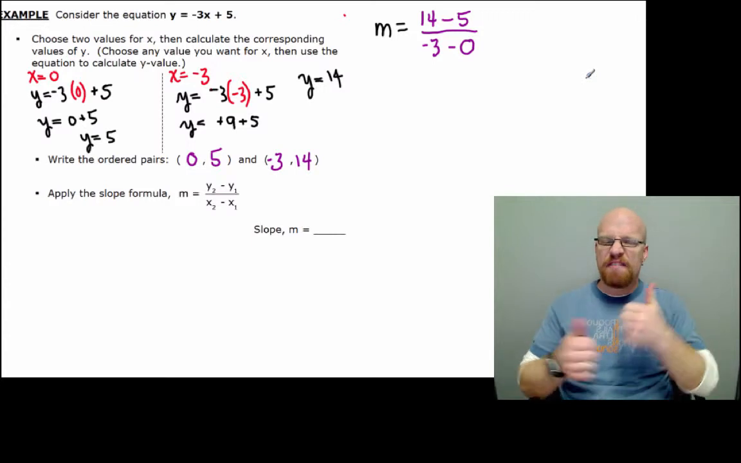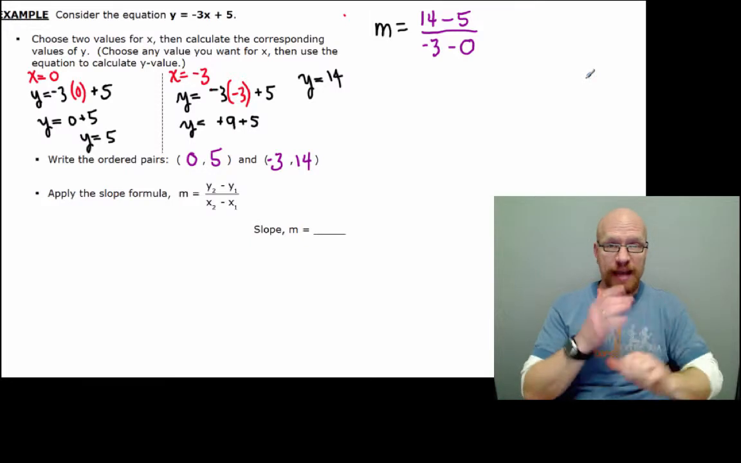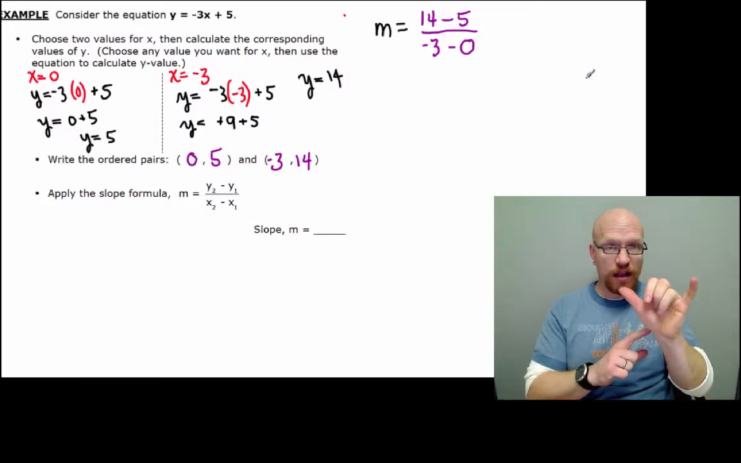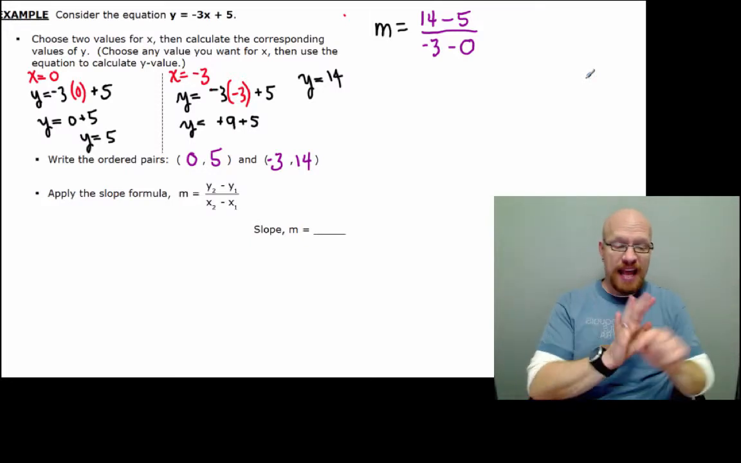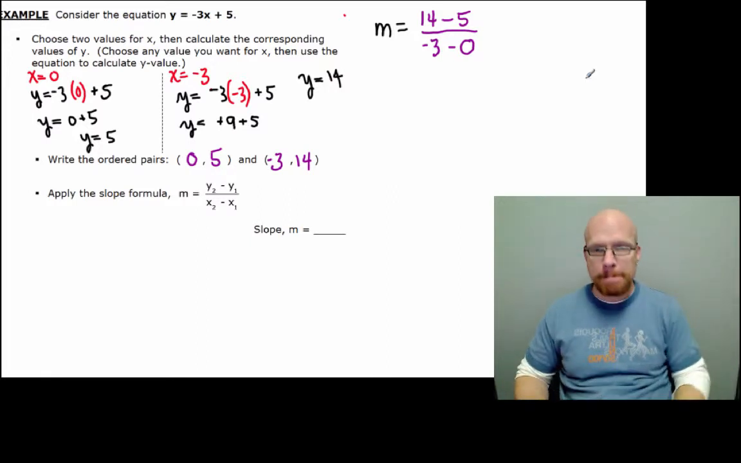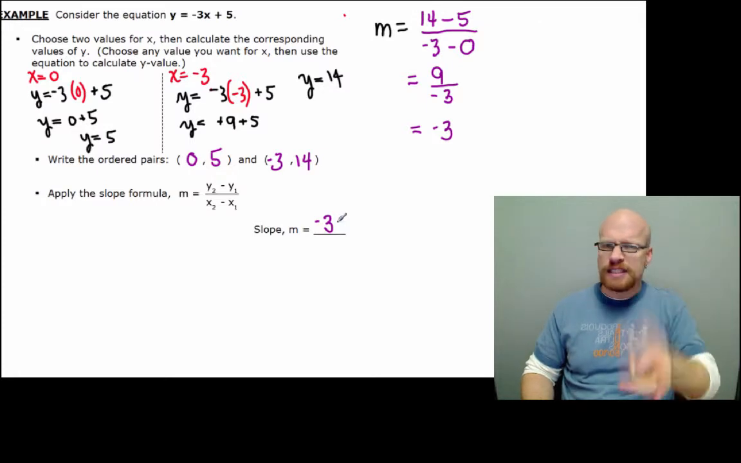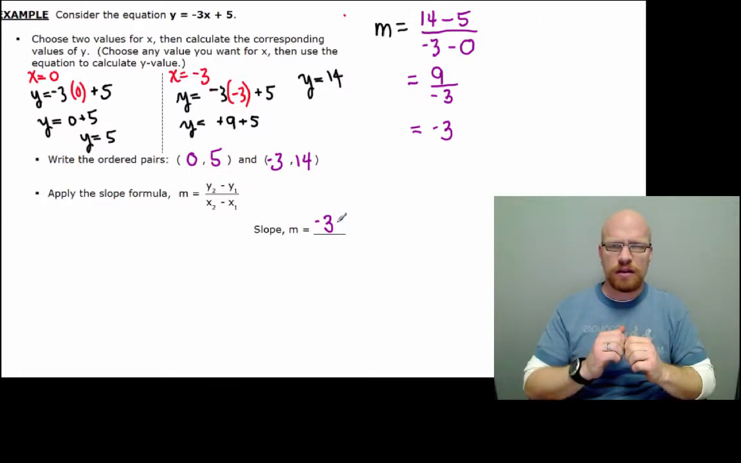So I decided to follow the reverse order. Doesn't make a difference. 14 minus 5 for my change in y, up or down. And negative 3, subtract 0 for my left or right movement. Okay?